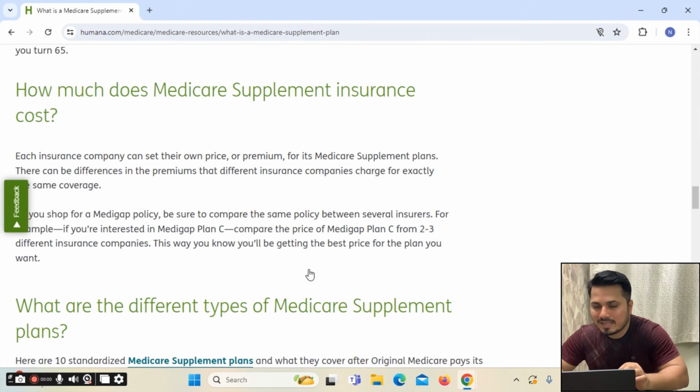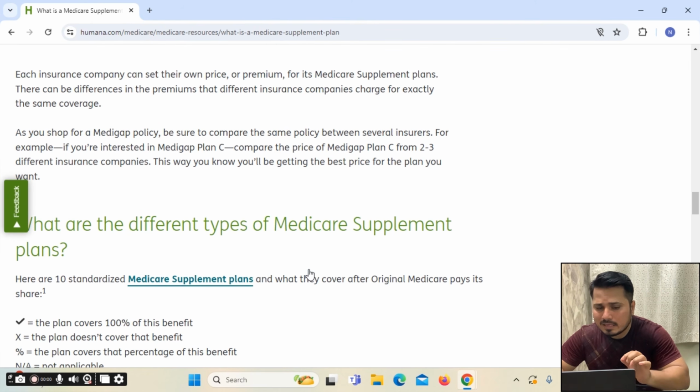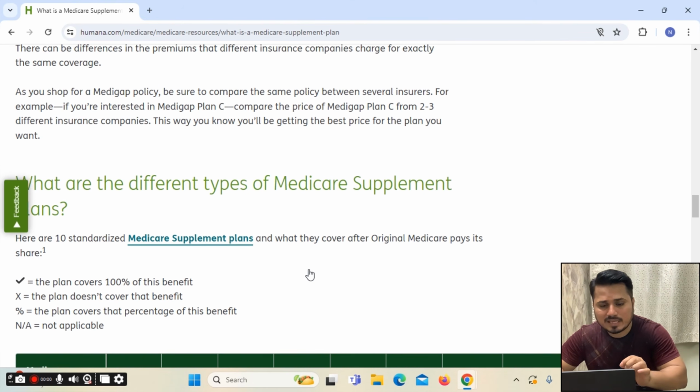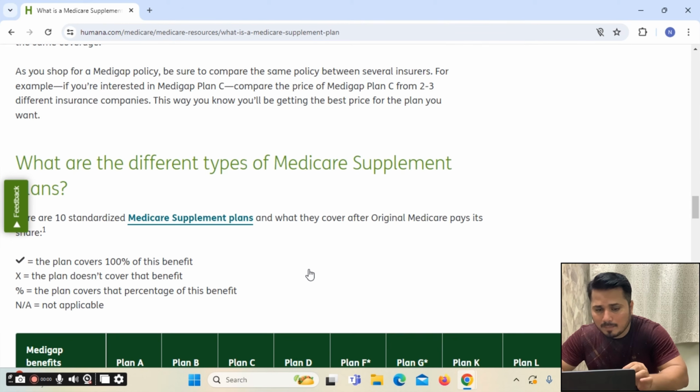How much does Medicare supplement insurance cost? Each insurance company can set its own price or premium for its Medicare supplement plans. There can be differences in premium that different insurance companies charge for exactly the same coverage. As you shop for a Medigap policy, be sure to compare the same policy between several insurers. For example, if you are interested in Medigap Plan C, compare the price of Medigap Plan C from 2 to 3 different insurance companies. This way, you know you will be getting the best price for the plan you want.